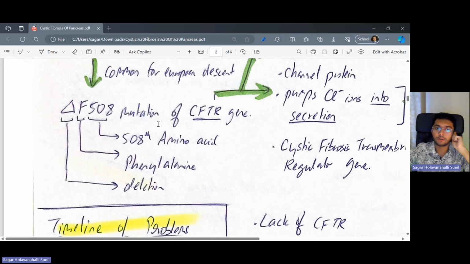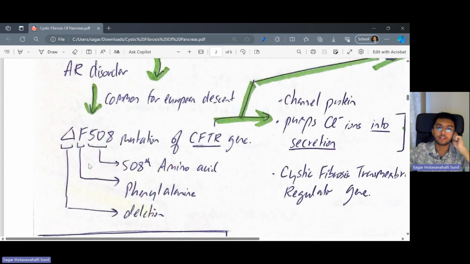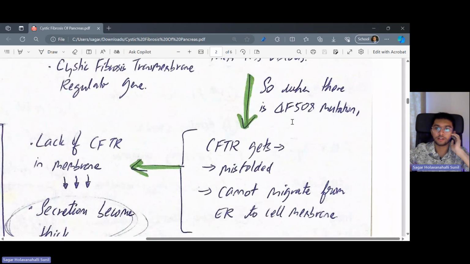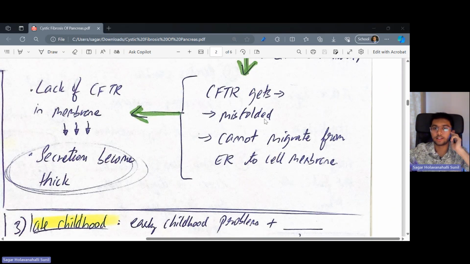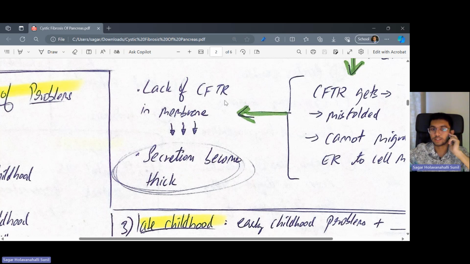So when there is a problem with the CFTR gene, more specifically, there is a deletion, delta F508. F stands for phenylalanine, and 508 is the 508th amino acid. So when there's a deletion of the 508th amino acid, phenylalanine, in the gene that codes for CFTR, the CFTR protein gets misfolded and cannot migrate from the ER to the cell membrane. If they cannot go to the cell membrane, there'll be a lack of these channels, and therefore the secretions become thick because you don't have chloride moving out of these cells into the ducts.